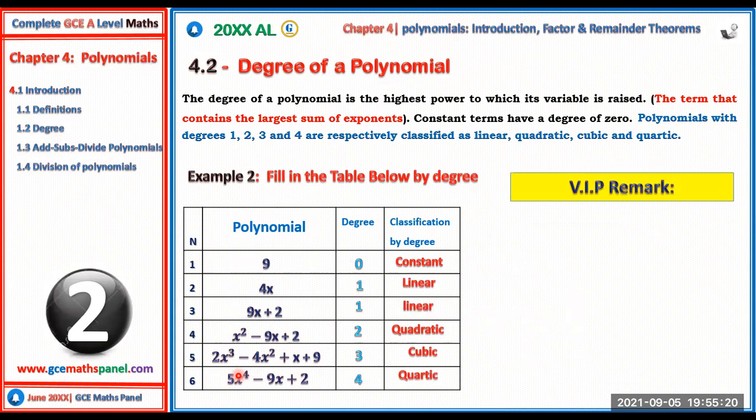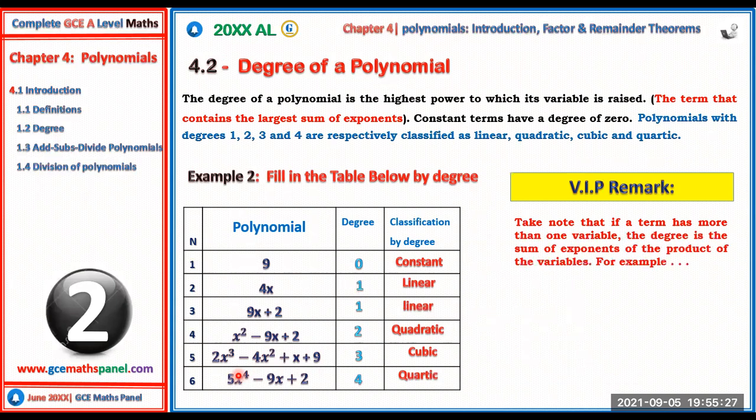Let's take this very important remark. Take note that if a term has more than one variable, the degree is the sum of the exponents of the variables in that product. This one now comes into play with this indication in red. The term that contains the largest sum of exponents is referring to this one. So when we have an expression with multiple variables, like a term in xy, a term in yz, and so on, this is how we get the degree for that one.